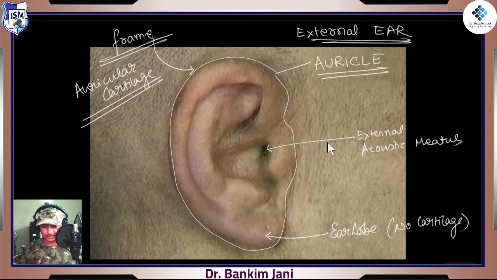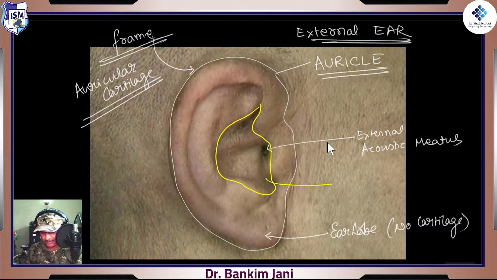Now starts the things which are a bit new. The entire structure is designed in such a way that there is an outer prominent area and an inner depressed area. Depression means it is concave. This is the central concave area. Everything here is actually very musical, and by the end of the session you'll appreciate that. This central concavity is called the concha.